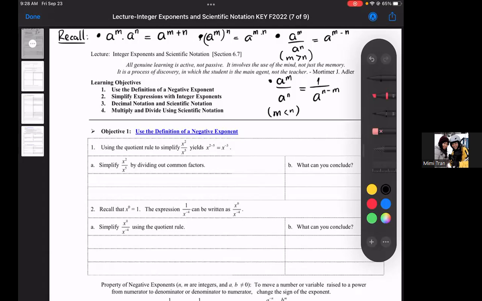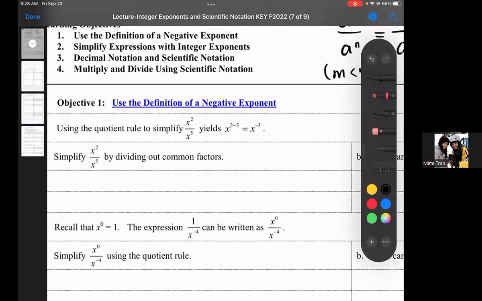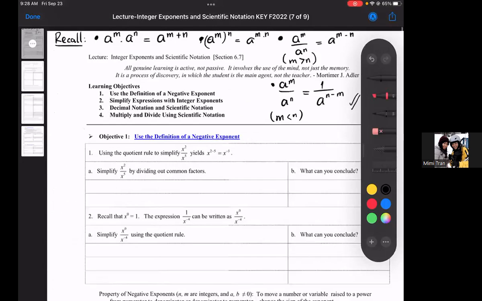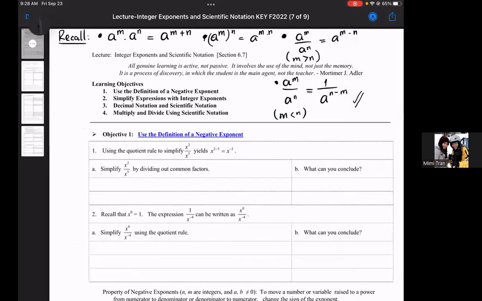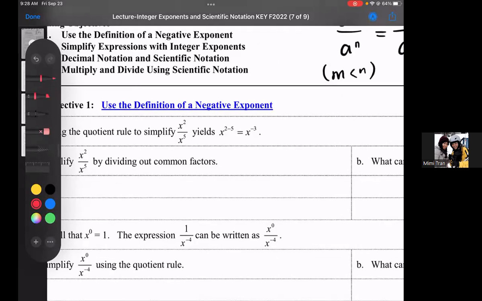Now, today we're going to talk about why we do this, right? If I have x squared divided by x to the fifth, now according to the quotient rule, according to this one right here, let me put this back in the top, all I do is take m minus n. If I use that one, then I take 2 minus 5. Yeah, 5, thank you. But then I got negative exponents. Then what do I do?